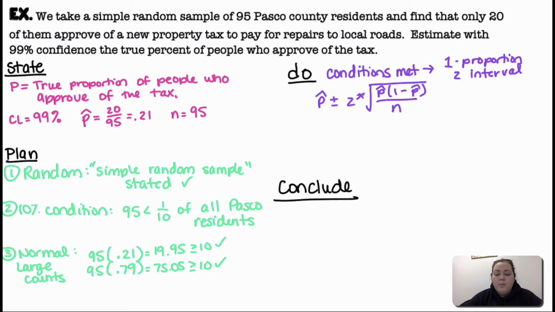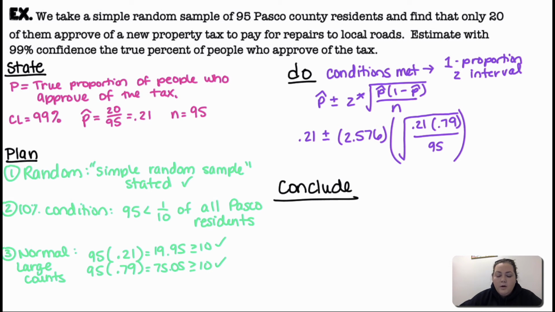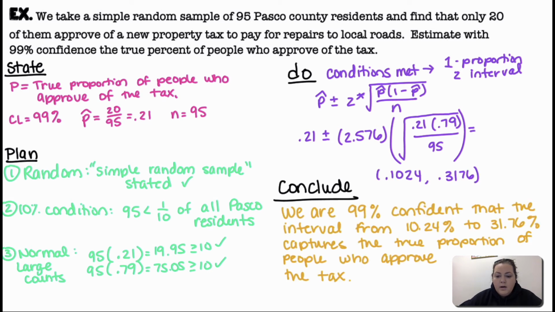I can do a 1 proportion z interval. My formula for that is p hat plus or minus z star times the square root of p hat times 1 minus p hat over n. P hat is 0.21. Z star for 99% is 2.576. And I'm going to plug in p hat, 1 minus p hat, and n. When I plug all of this into my calculator, I get 0.1024 to 0.3176.